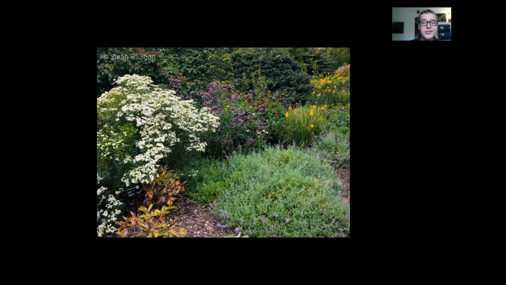And native plants are great. As you can see in the image, a lot of native plants are really, really beautiful, but they also come with a lot of benefits. Sure, they help pollinators, but they're also native to the area. So if we're talking about native Michigan plants, these plants have evolved in Michigan.